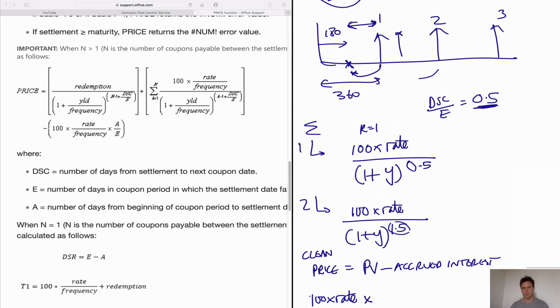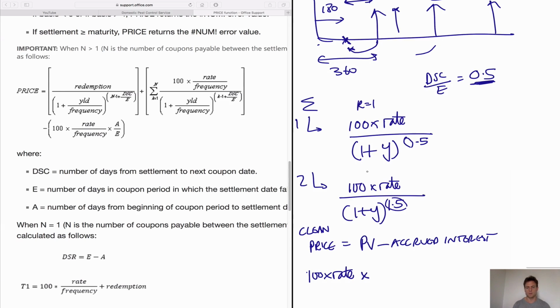A was the number of days from here to here, so the number of days that have already passed in the period, which is 180, right? So it's 100 times 180, and then divided by E, right, which was 360. E is the total number of days in the period, which is E, right there, right? So basically that gives you the accrued interest. You subtract that from the present value, which is these two terms here, and that gives you the price. And that's what Excel will do, and I'll give you a demo in a second.